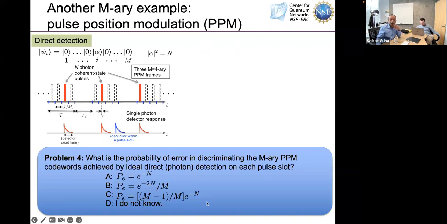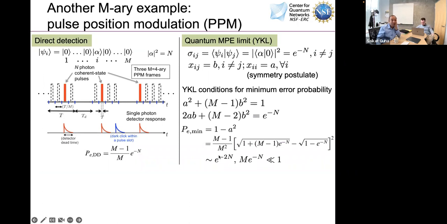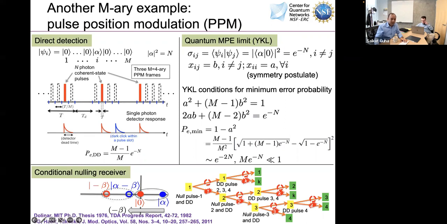Okay, thank you. So for PPM also, because this is the error probability of direct detection that you just derived, I can ask the same question about what is the minimum probability of error. Well, this time I can solve those YKL conditions, and this time I can derive a nice formula. Dolinar derived this in his PhD thesis, but we don't know how to design a receiver that gets to that. But there is a receiver that uses conditional nulling, meaning it applies a nulling to the first time slot. If it was a coherent state alpha, it brings it to 0 and then detects it.